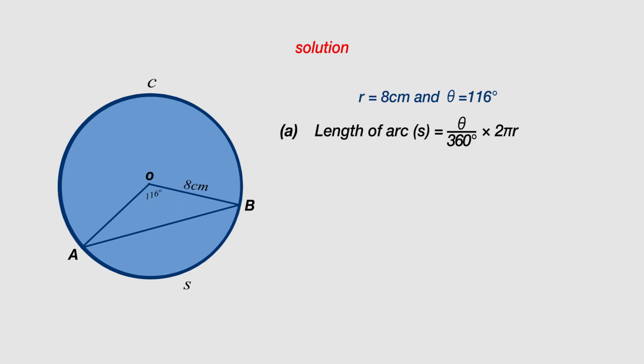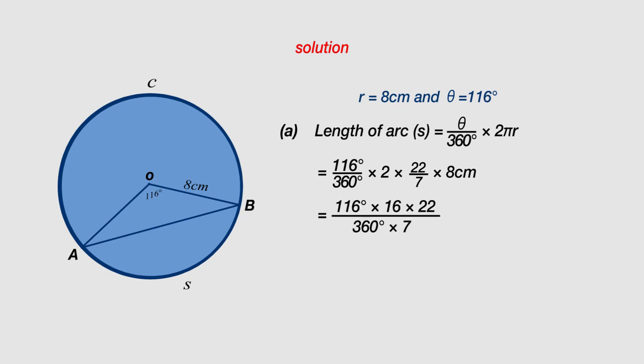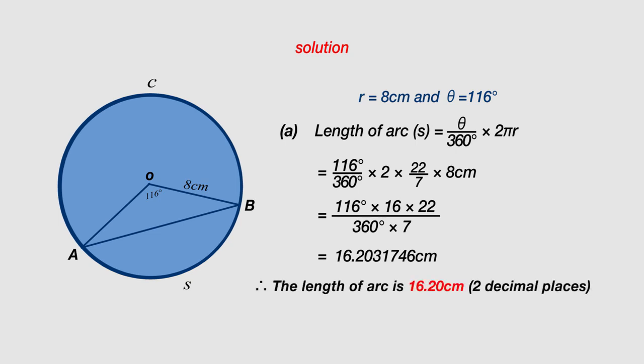Now our theta is 116 degrees. So we have 116 divided by 360 times 2 times pi, which is 22/7, times the radius, which is 8 centimeters. Now that becomes 116 times 16 times 22, all divided by 360 times 7. And when you work that out, you get 16.2031746 centimeters. And that answer is simply 16.20 to 2 decimal places.